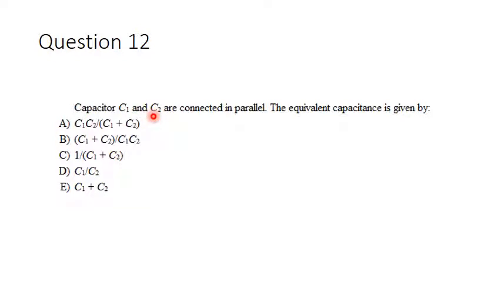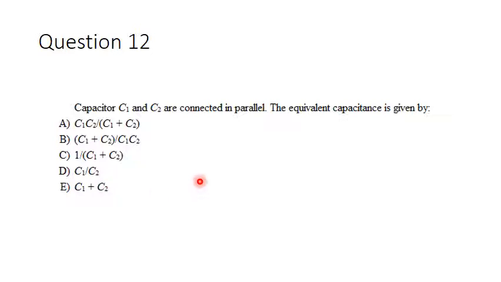Capacitors C1 and C2 are connected in parallel. The equivalent capacitance is given by the total equivalent capacitance. We said that 1 over C equivalent equals 1 over C1 plus 1 over C2. So C equivalent would be C1 C2 over C1 plus C2, or C1 plus C2 over C1 C2, or 1 over C1 plus C2, or C1 over C2, or C1 plus C2.